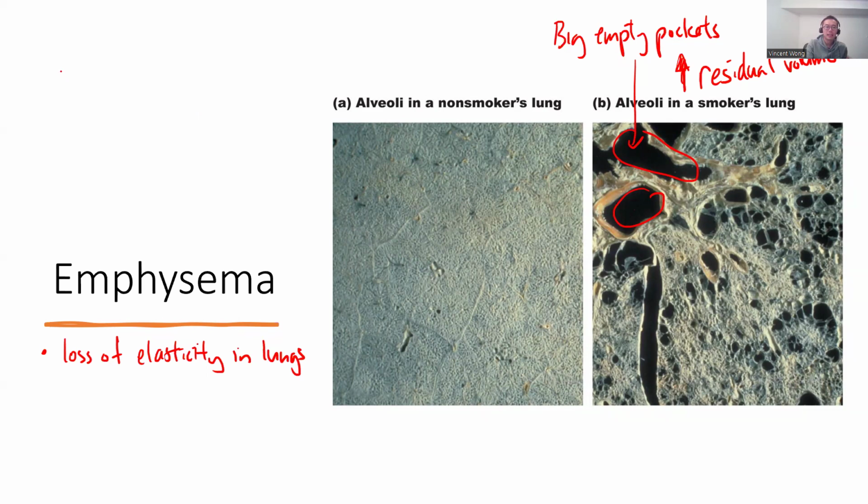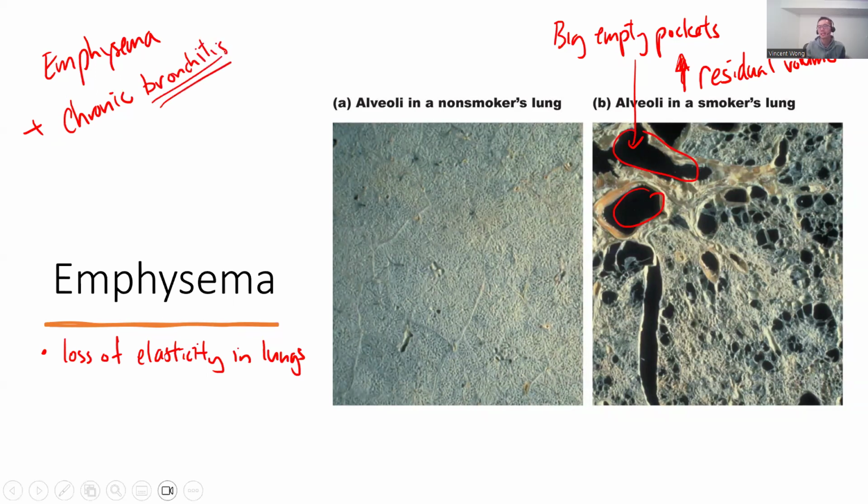Okay? Now, if a person has emphysema plus chronic, which means ongoing, bronchitis, okay? So bronchitis is the inflammation of the bronchi. Together, these two things make a condition called COPD, right? Chronic obstructive pulmonary disease, right? It doesn't matter what it stands for, okay, COPD.